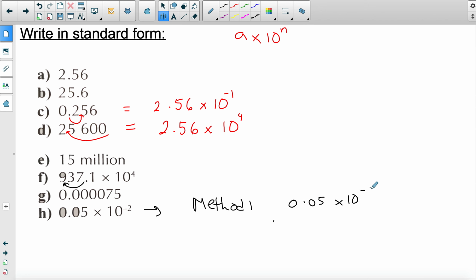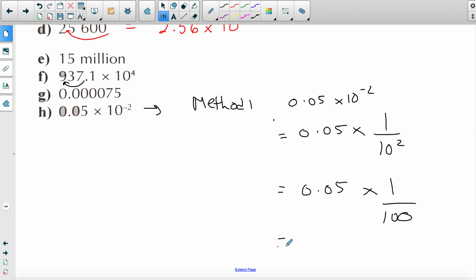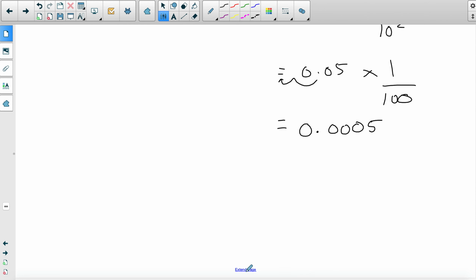0.05 times 10 to the power of -2, 0.05 times 1 over 10 squared, which is over 100. So you are dividing by 100, and so you'll end up with making it a much smaller number. So you have 0.0005. Now you can change this to standard form, and you're moving it to the right 1, 2, 3, 4 spaces, so it should be 5 times 10 to the power of -4.